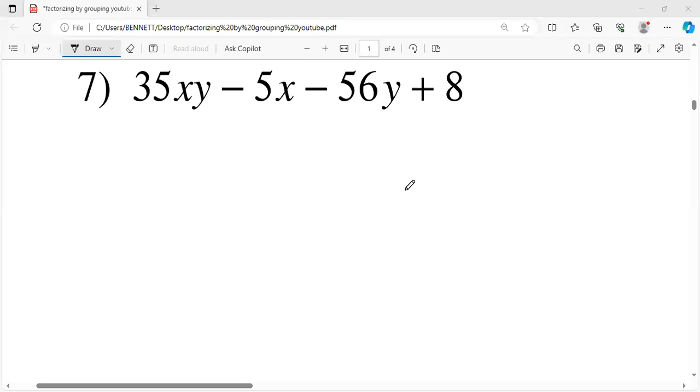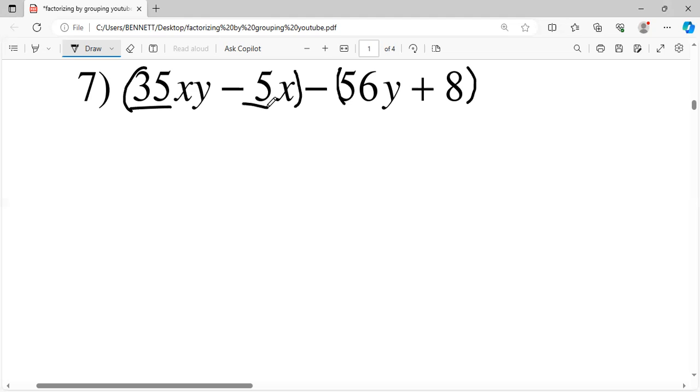Alright, guys, so we're at number 7. Let's go. So again, we bracket them off in pairs. Alright, remember, guys, I like trial and error. So we take out the highest common factor, the highest number that can go into 5 and 35 would be 5 itself.